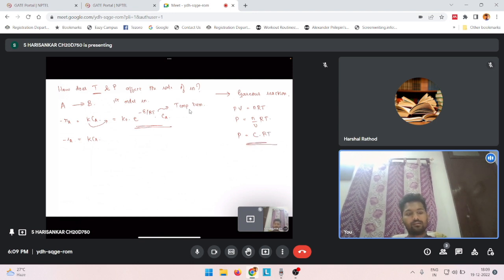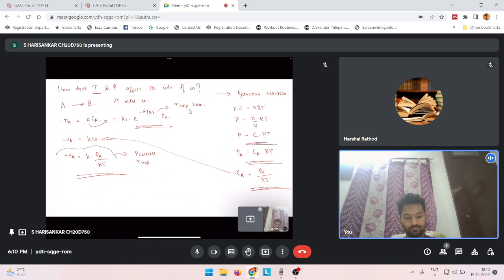Right. Now you can extend this to partial pressures as well. So PA is the partial pressure of A, and that will be equal to CA, which is the concentration of A, into RT. Right. So from this, you can write CA is equal to what? PA by RT. Okay. So just substitute this CA here. So minus rA will be what? k into CA, and CA is PA by RT. So now you have both the pressure term as well as the temperature term.